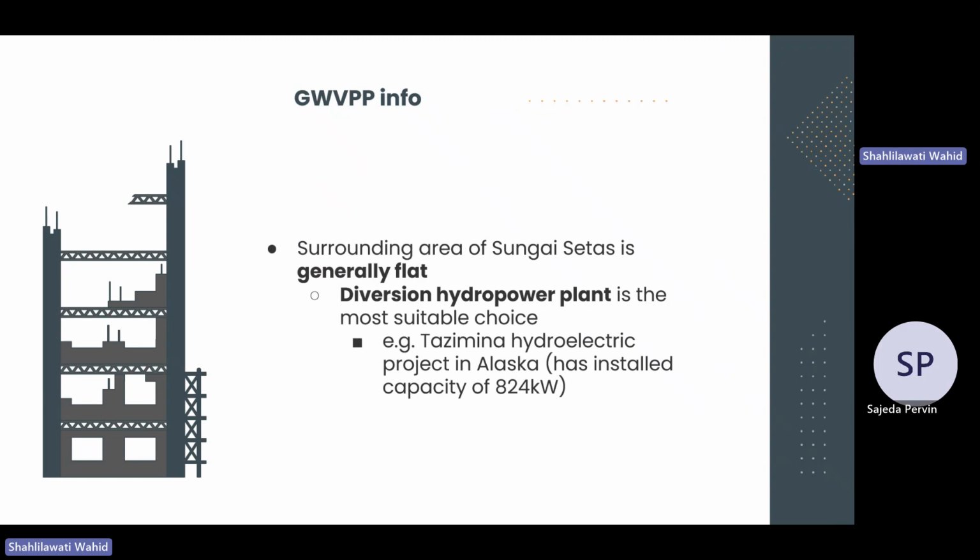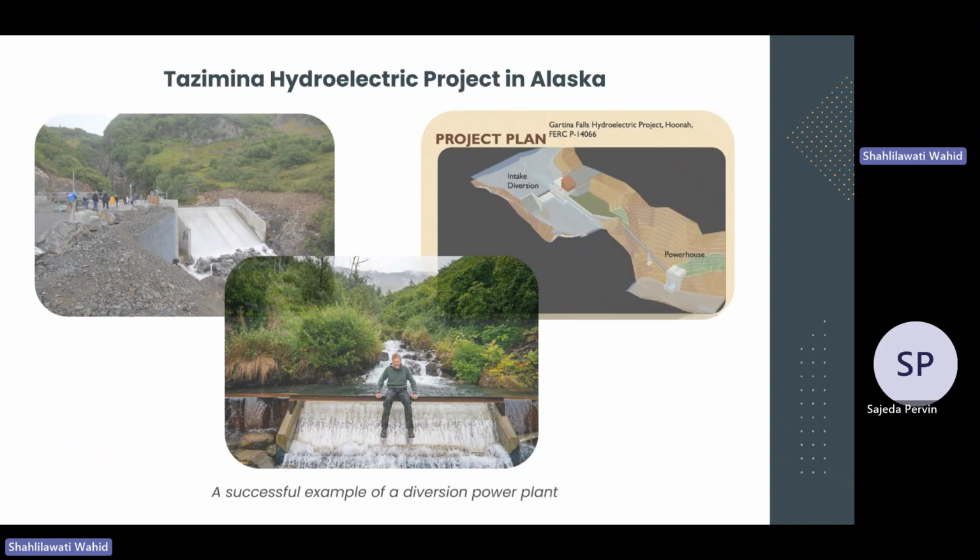We chose a diversion hydropower plant because the surrounding area of Sungai Setas is generally flat, and a successful example of a diversion hydropower plant is the Tasmania Hydroelectric Project in Alaska, which has an installed capacity of 824 kilowatts. These are just pictures of the power plant in Alaska.